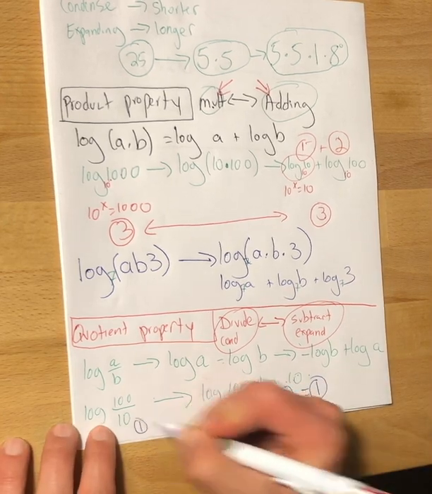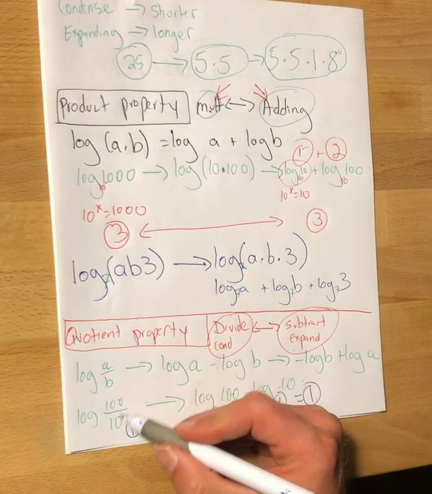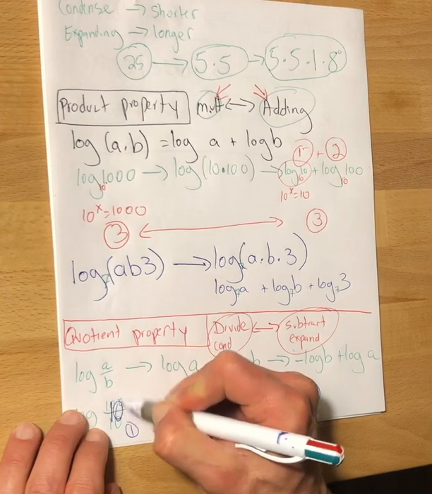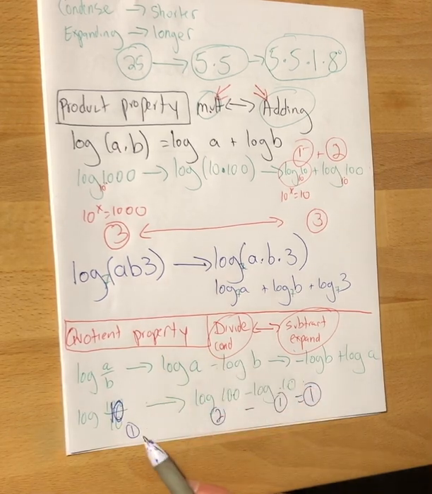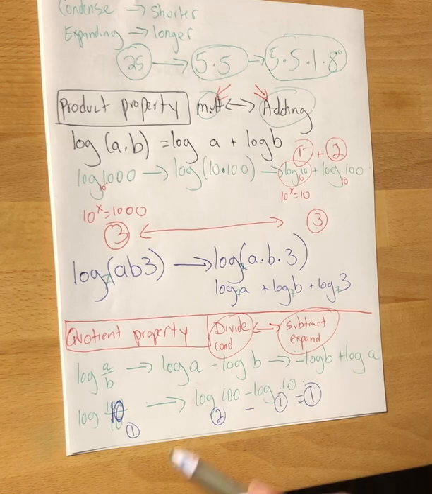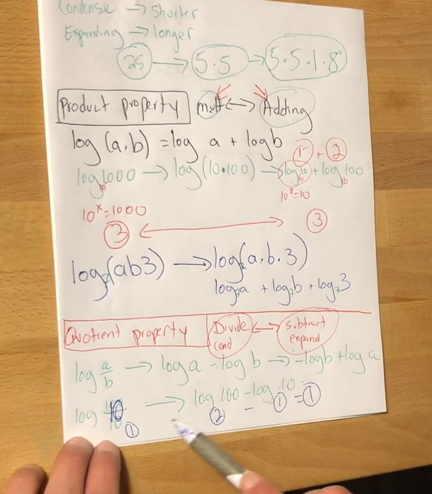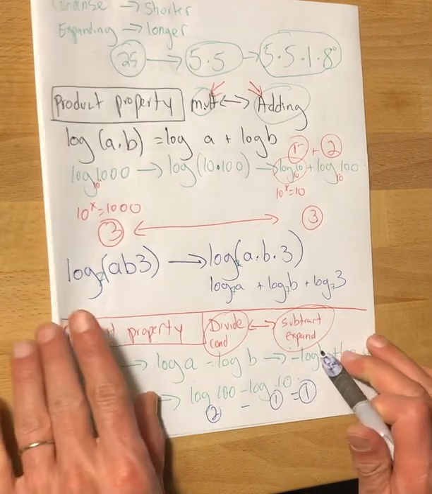Does this equal 1? Well, let's look. 100 divided by 10 is 10. What's the value of log 10? 1. Look, 1 is the same thing as 1. All right.